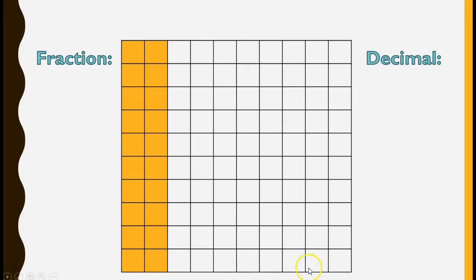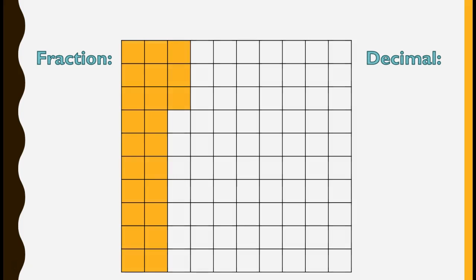There's 100 total pieces, and this is 2 rows of 10, so this is 20. So our fraction would be 20 hundredths. And our decimal would be 20 hundredths. See how the 0 is in the hundredths place? So you would read this 20 hundredths. So that means that 20 of the 100 are colored in.